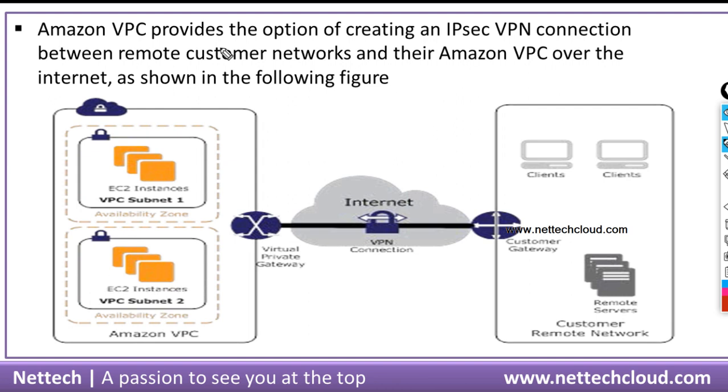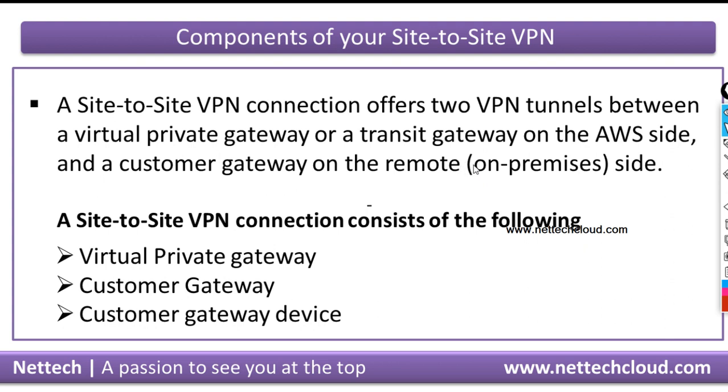So Amazon VPC provides the option of creating an IPsec VPN connection between remote customer networks and their AWS VPC over the internet, as shown in the following figure. And I'm going to show you how to create all these components. The components are the VPN gateway, the customer gateway, and the customer gateway device. For the customer gateway device, I mean the vendor, particularly Checkpoint, Palo Alto, or whichever vendor device the customer is using, because according to that, AWS will generate the VPN configuration file.